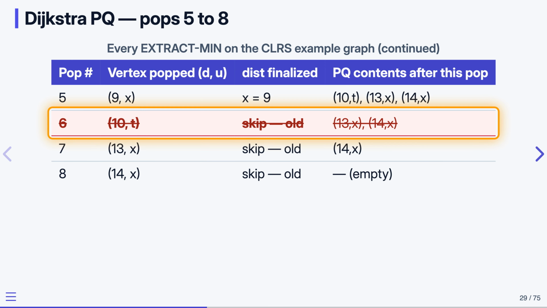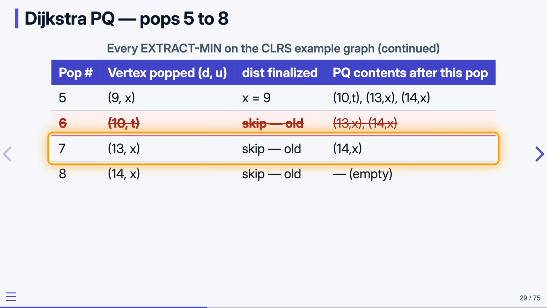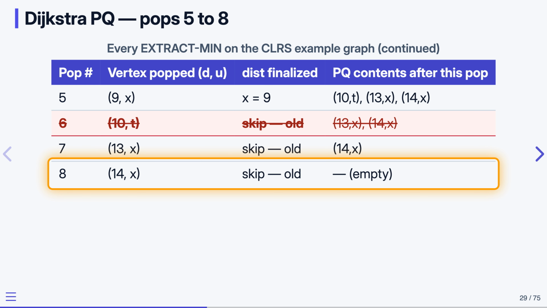Pop 6 takes the old pair (10, T), but T is already finalized at 8. Since 10 is bigger than 8, the check 'if d is greater than dist[u]' fires and we skip this entry. It does no work at all. Pop 7 takes (13, X), another old copy, skipped the same way. And Pop 8 takes (14, X), the oldest copy of all, skipped, and now the queue is empty. 8 pops for 5 vertices.